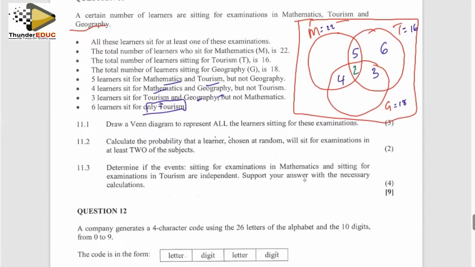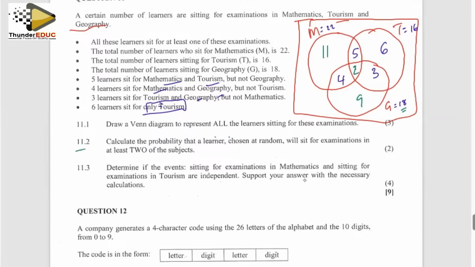So which means that is a 2. Then if this is 18, we already have a 9, which means we need a 9 there. Then this is a 9 plus 2, that's 11. We need 11 there. So we're done with that diagram.